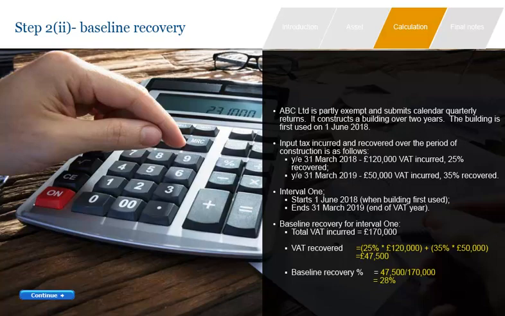This slide shows how baseline VAT recovery may be calculated in practice. A partially exempt business constructs a building over the course of 2 years. Step 1 is to confirm interval 1. This starts on 1st of June 2018 when the building is first used and ends on 31st of March 2019, being the end of the VAT year for a business which submits quarterly returns. Input tax incurred was recovered at the time it was incurred, using the business's normal partial exemption recovery percentage. Thus, of the total £170,000 input tax bill, £47,500 has been claimed, so the baseline VAT recovery at the end of interval 1 was 28%.